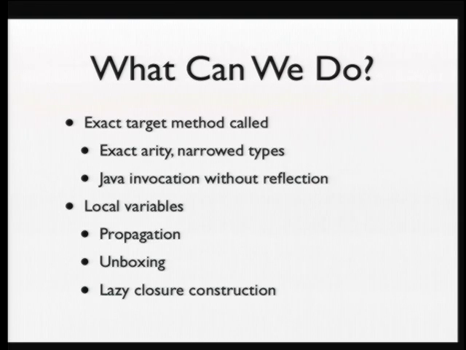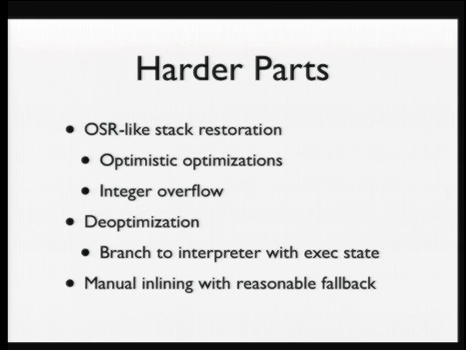We can look and see what the exact target method was. In many cases now, we can actually turn that into a direct static call with none of the normal dynamic call plumbing. We're starting to look at doing actual local variable optimizations like propagating values, propagating types, unboxing when possible, reducing fixnum algorithms, fixnum math down to raw int or long math. So this stuff is all kind of a work in progress. We're looking at the future things, the harder parts that we may eventually need to do.